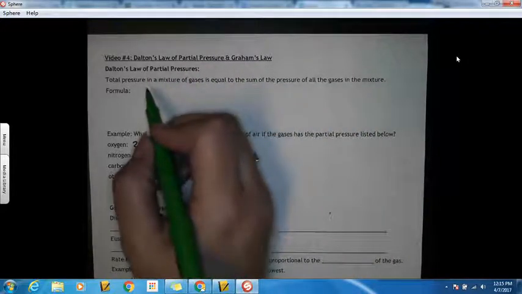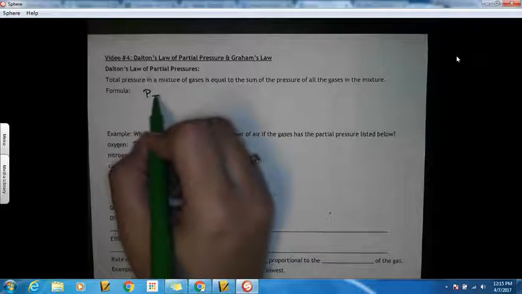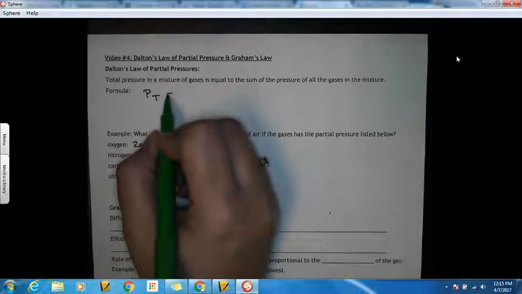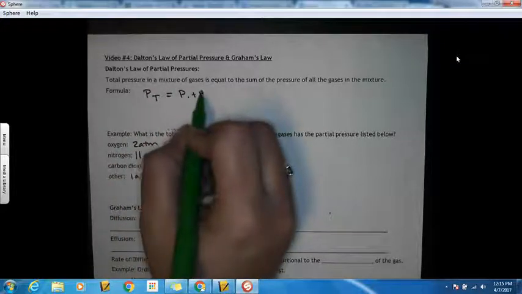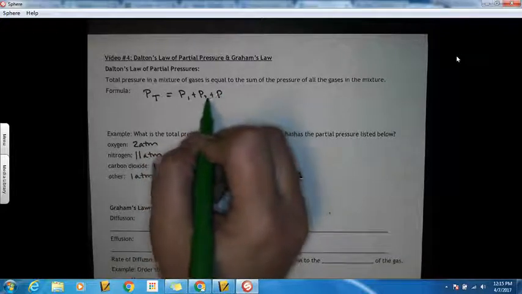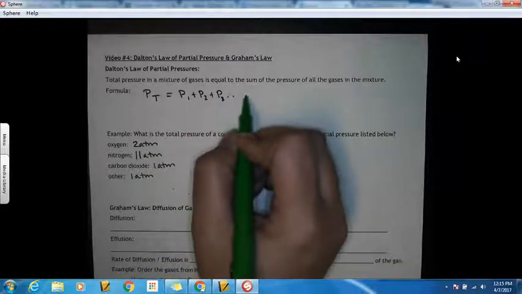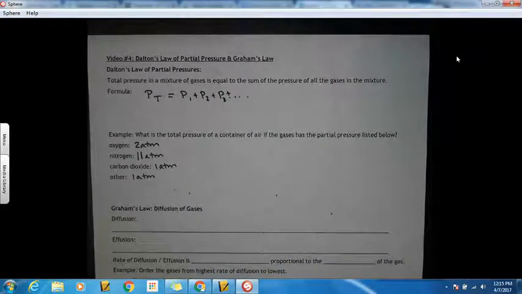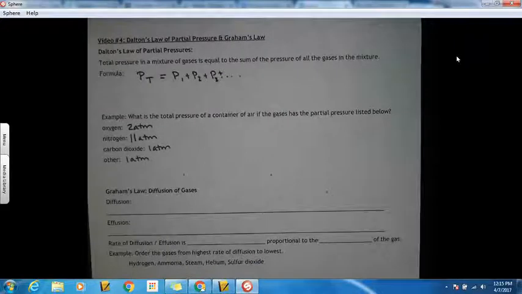And the formula, which you can find in your reference packet, tells us that the total pressure is equal to the sum of the pressures of the gases. However many gases you have, you would just add them all together, and that gives you the total. So let's look at this problem here.